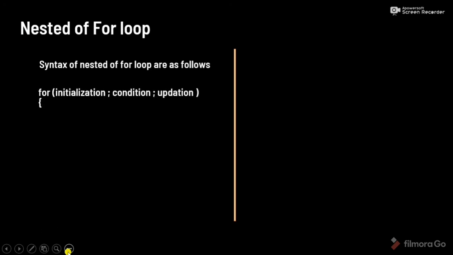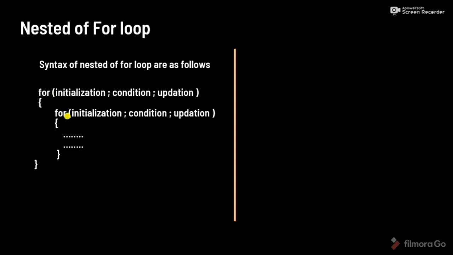Now we are going to see nested loops. Nested loops means a loop within a loop. So this is our first loop, and inside this first loop we have another loop. The loop inside a loop is known as a nested loop. Here we are going to see how to use nested loops.